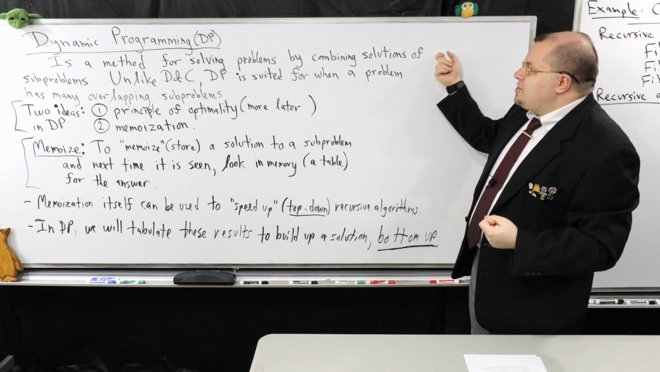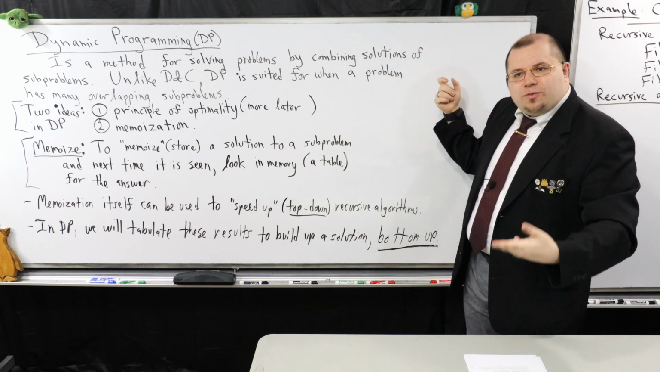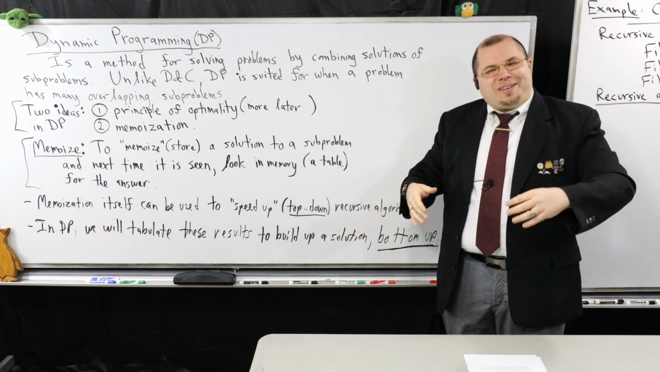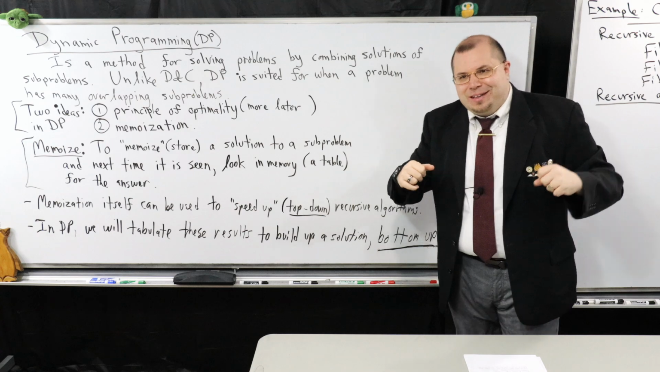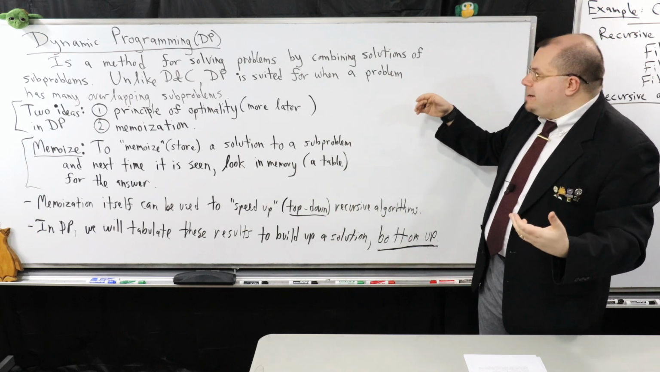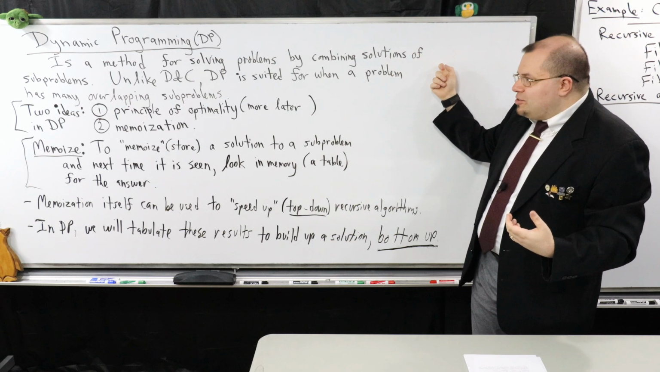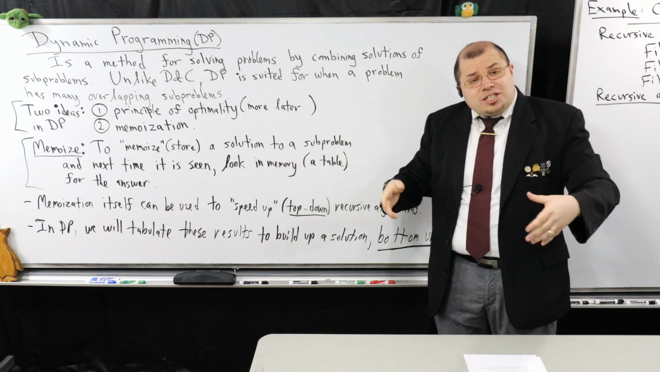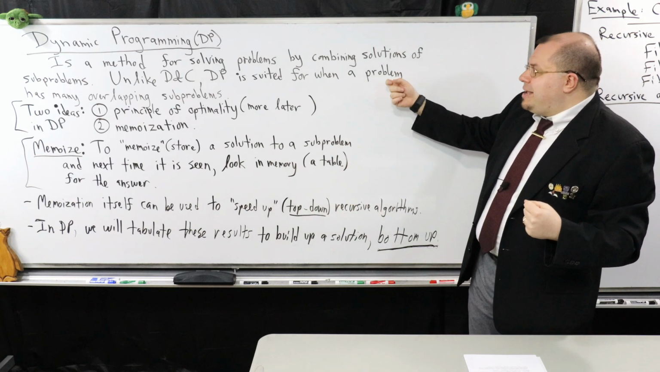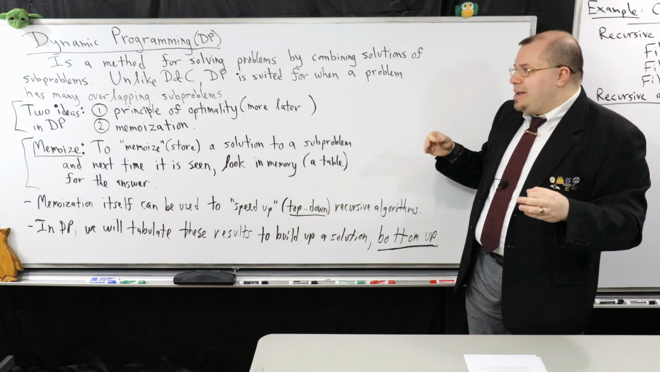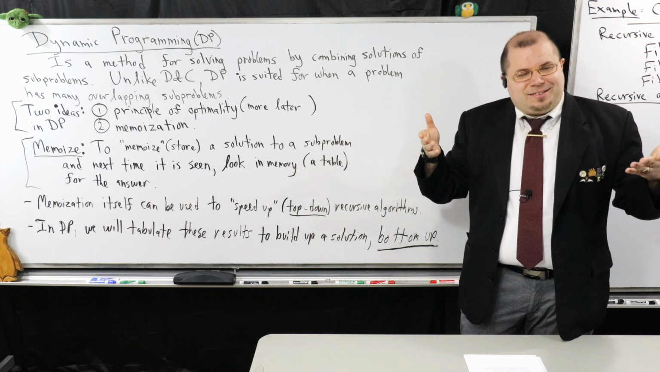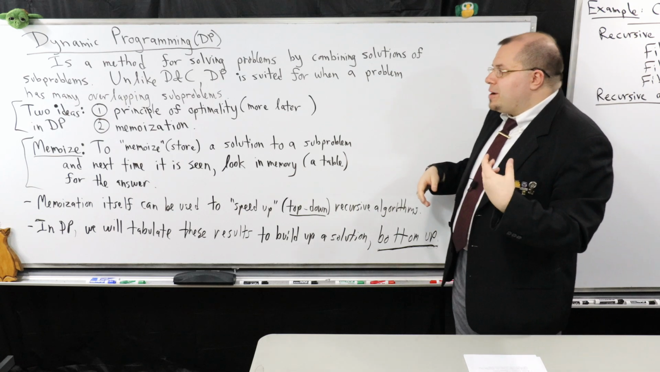So first, before anything, I just want to give you a flavor for what dynamic programming is about. Then we'll do an example, and then we'll tackle an actual problem. Dynamic programming is simply a method for solving problems by combining solutions of subproblems. That should sound familiar from divide and conquer the other day. But dynamic programming is suitable for when a problem has many overlapping subproblems. We're going to see what that means.